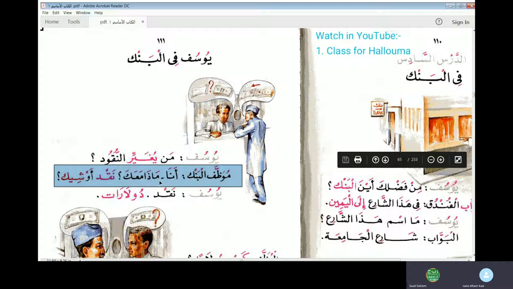Ana, me, maza maaka? What else do you want? What do you have, or what have you got? Nakdun, cash, au, sheikun, or check? What do you have with you? Yusufu: Nakdun, cash. Dularat, dollars.